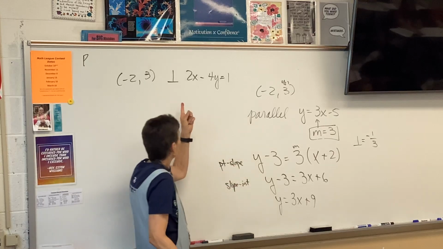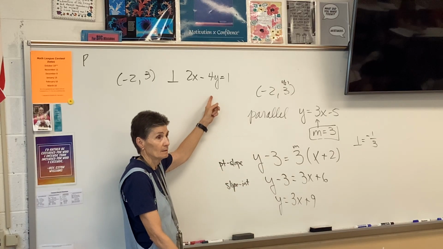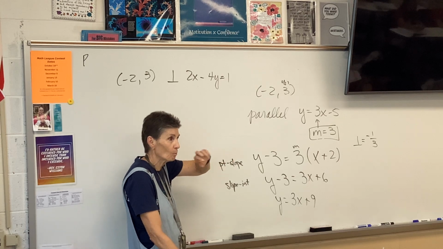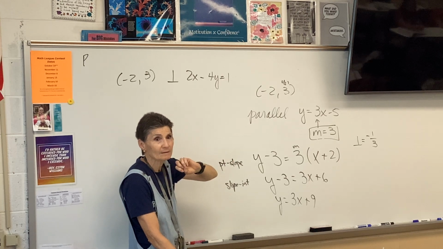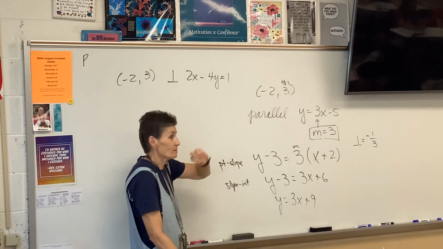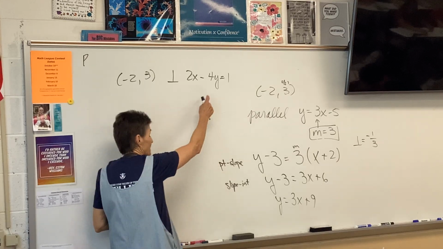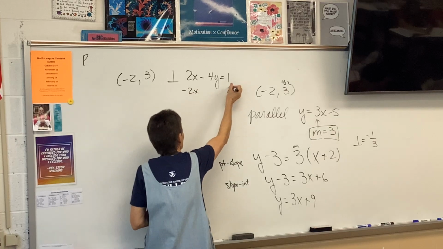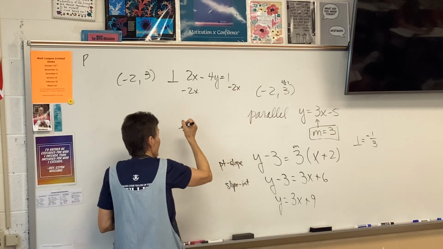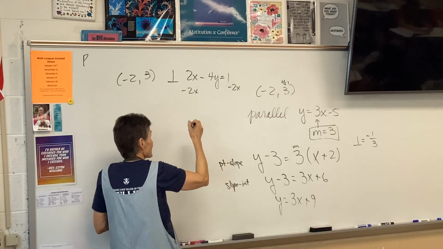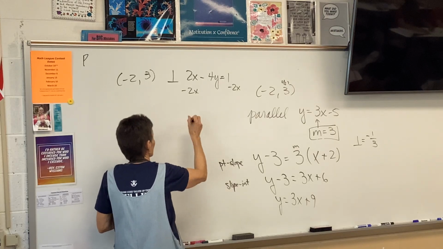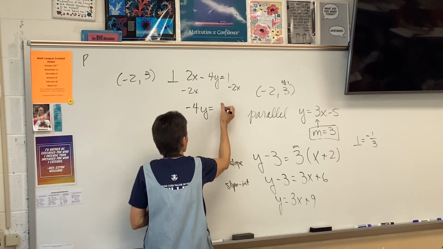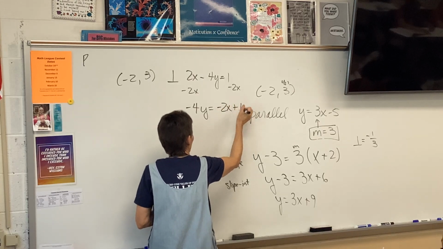Do I know the slope of this line? 4. Oh no, be careful. If you want to get the slope, what does the equation have to look like? Y equals. So step 1 is going to be, let's get this y equals. Now, I know you've done this before, but I need you to be really careful because there are a lot of signs, negatives in there. So negative 4y equals negative 2x plus 1.